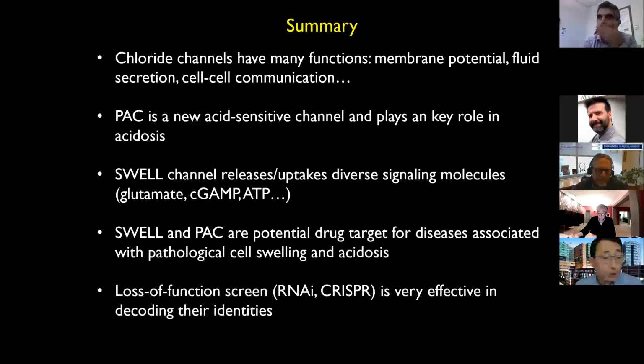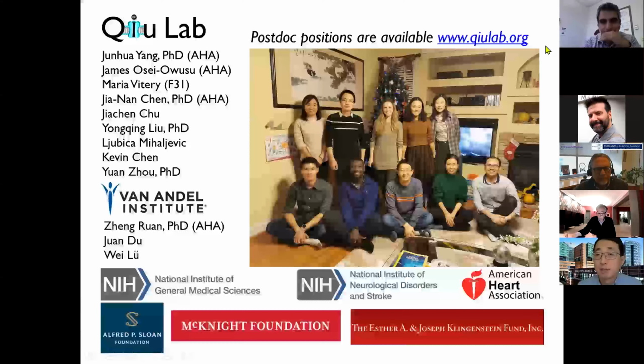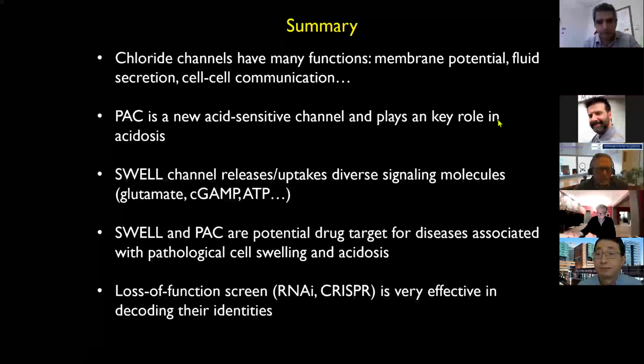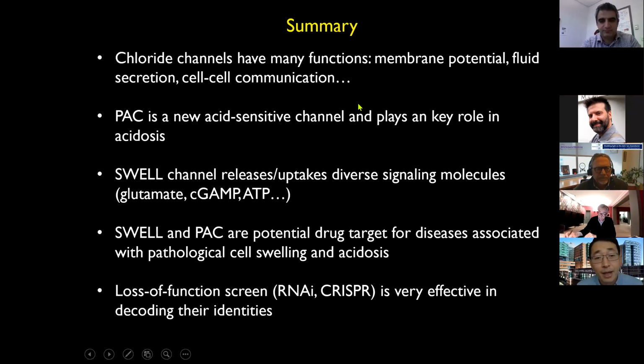So I was just going to summarize that chloride channels have many functions: regulating membrane potential, fluid secretion, and also cell-cell communication. And PAC is a new acid-sensitive channel, and we think it plays a key role in acidosis. And swell channels release and uptake diverse signaling molecules, and we look at glutamate, cGAMP, and also ATP. They're likely to regulate many signaling pathways.